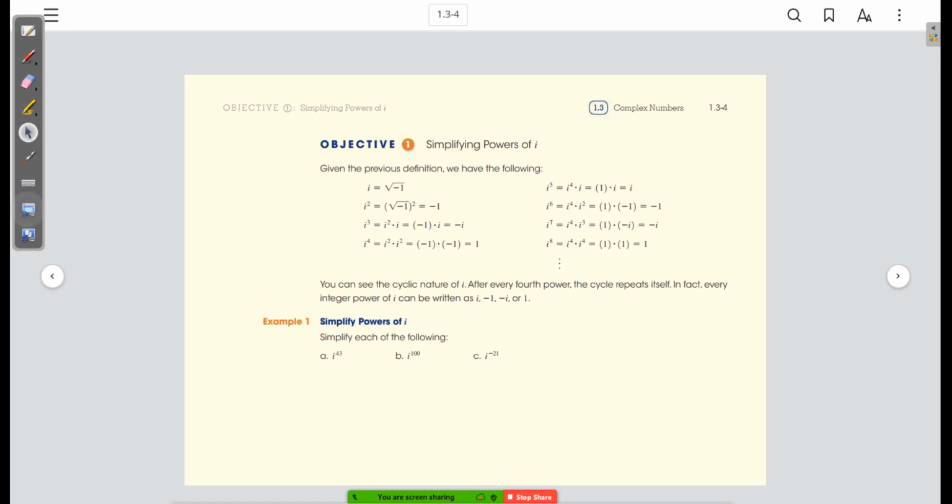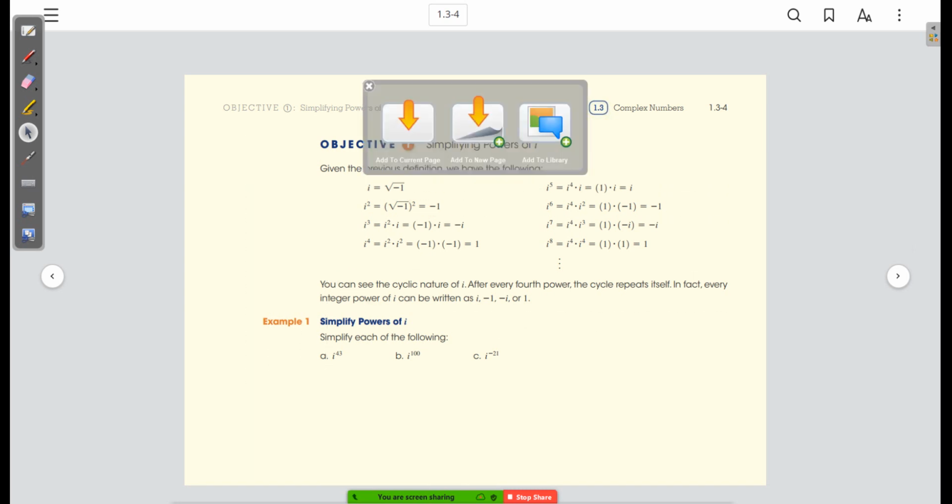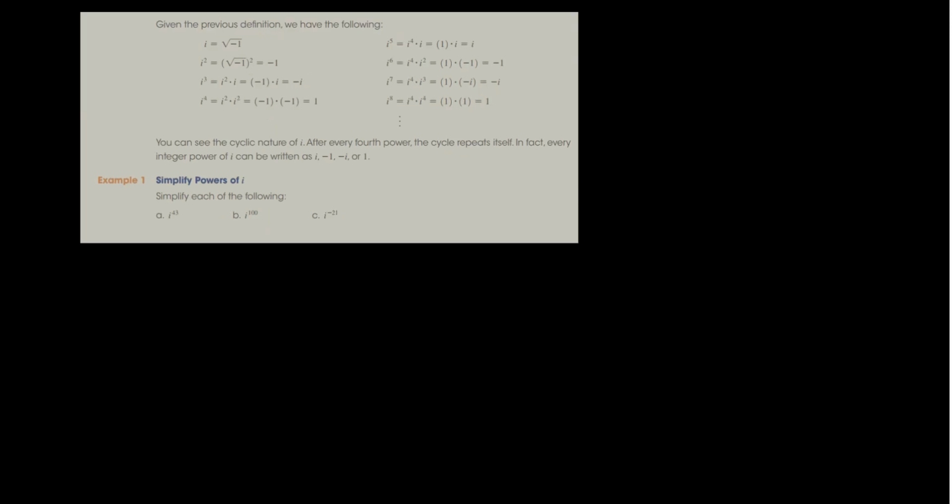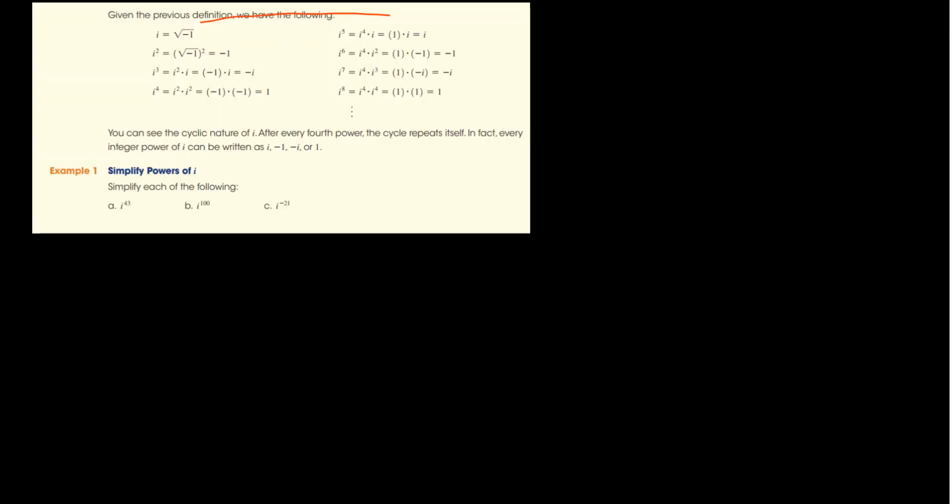So something that we have seen before, and normally I would probably write this out, but since I spent so long talking about real numbers, we'll just look at this. Turn your attention up here. We've seen this before. So let's start from i. We know that i is equal to the square root of -1. So i is equal to i, obviously.